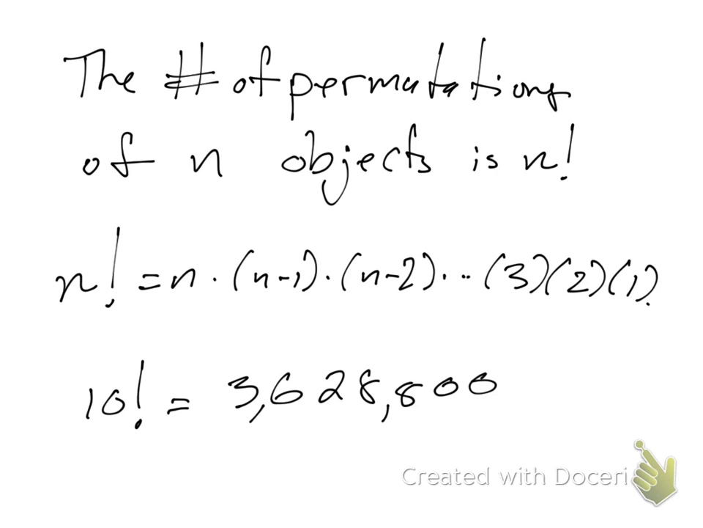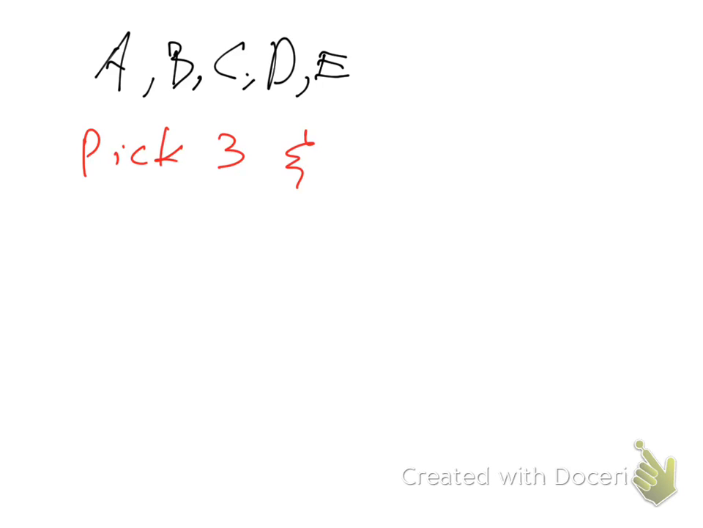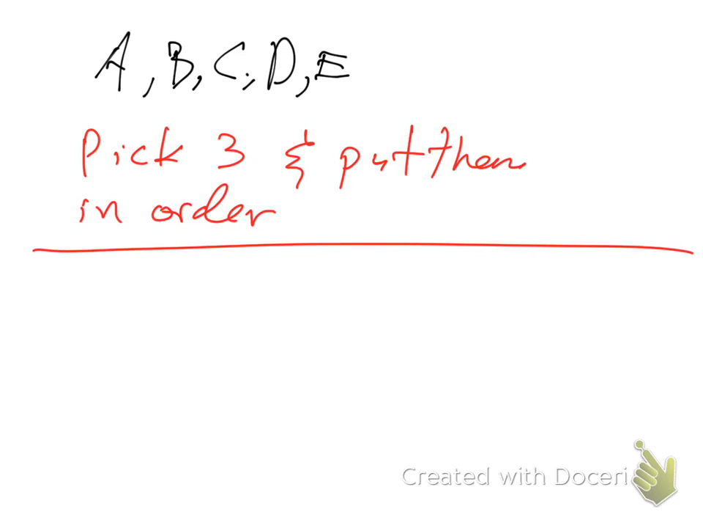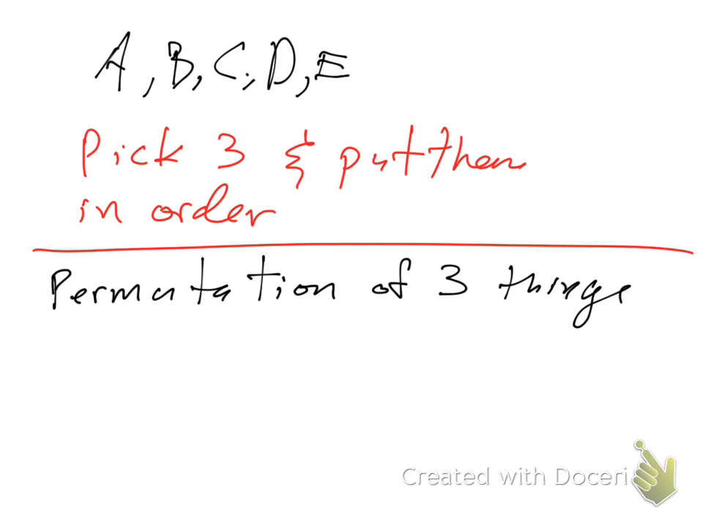All right. Let's go back to A, B, C, D, and E. Except now I only want to pick 3 and put them in order. And so another way of putting this is I want a permutation of 3 things from a set of 5 things.